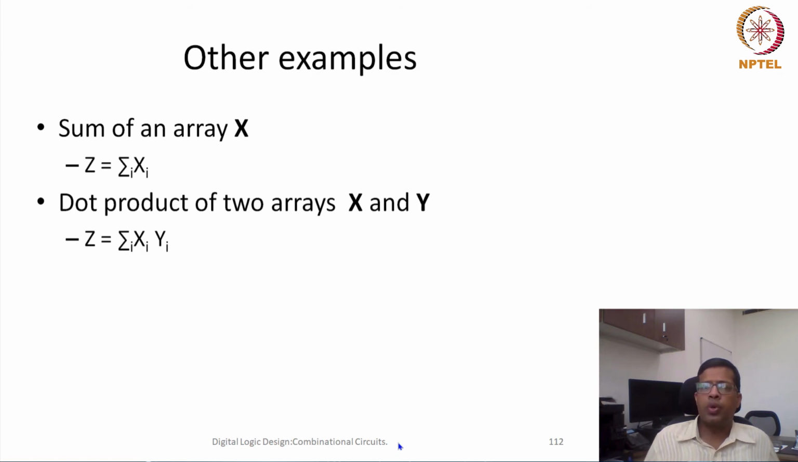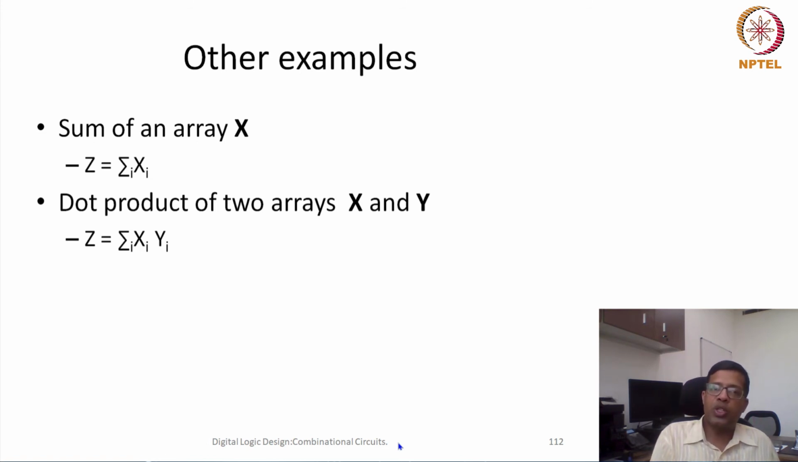So let's say I want to find the sum of an array x that can have n number of elements. Here also, if we do an iterative design, we create an adder, and that adder will give the output to the next adder. This way, this could also be an iterative design and can be used effectively to find the sum of an array x. Similarly, if I want to know the dot product of two arrays x and y, I need to multiply each element of x with the corresponding element of y as well as add them.